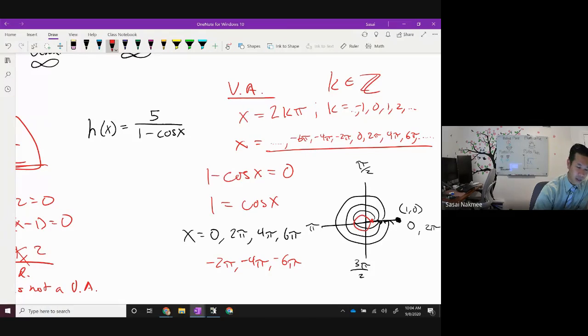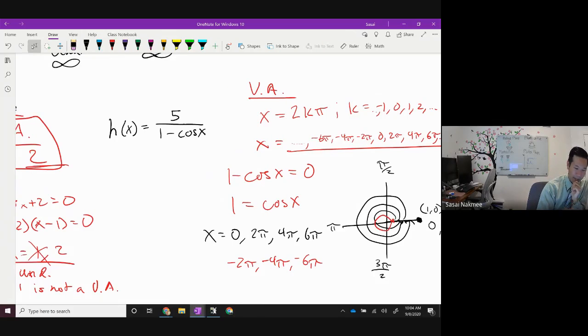I think it's z. It doesn't matter. Well, I'll look this up later. It does. That's not the point of it. Just the point of this is the vertical asymptote for this one is going to be repeated, and it's going to be repeated every 2 pi.